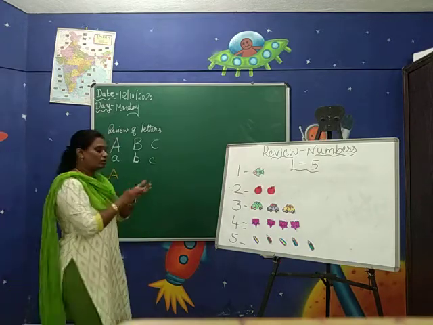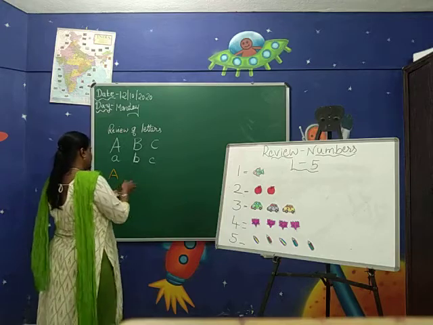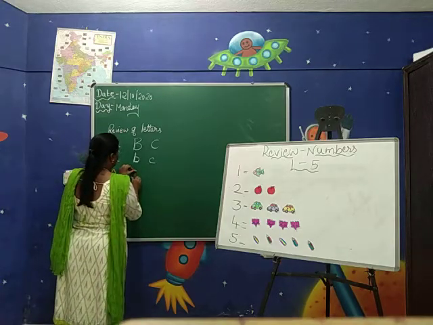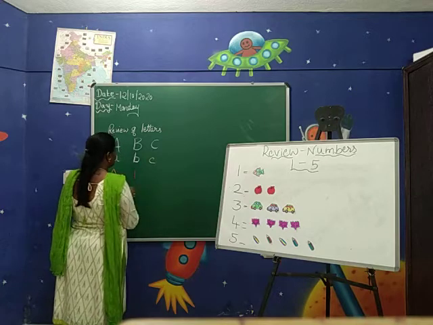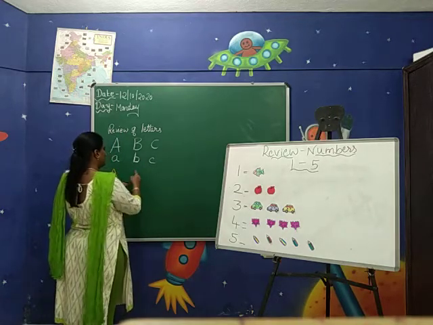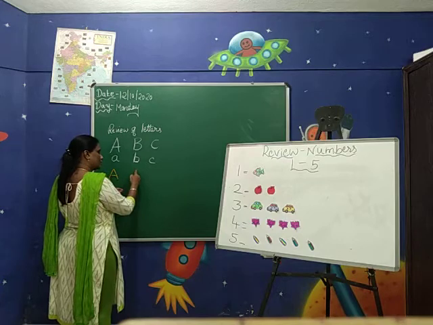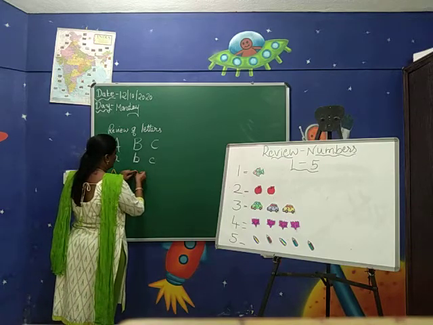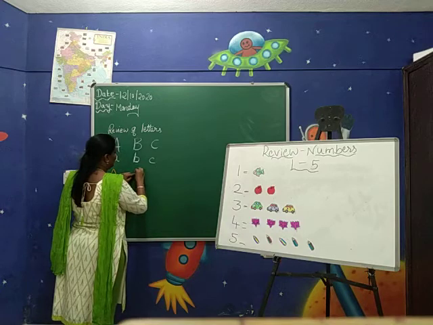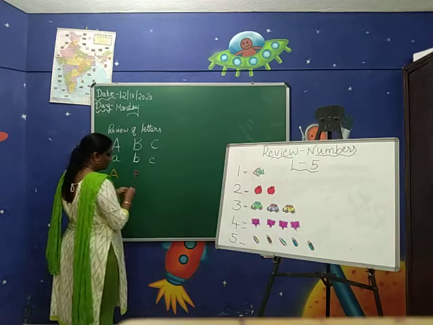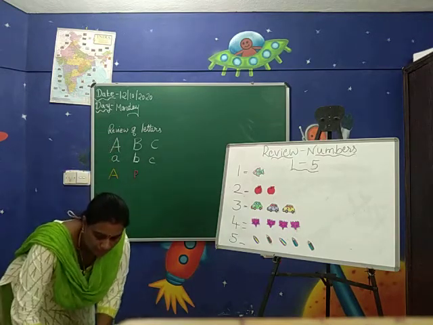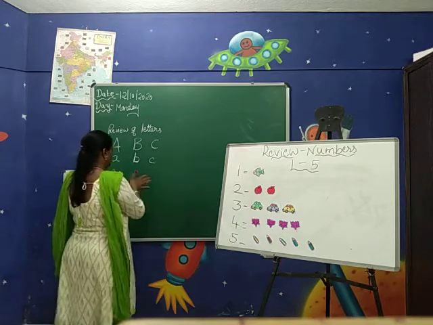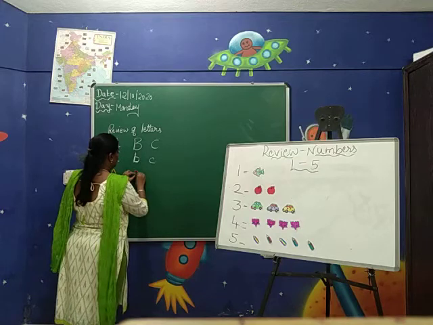So take a small amount of clay and trace the letter B. Yes, this is letter B. For letter B you have to draw first a standing line, then a curved line, and again a curved line. Yes.